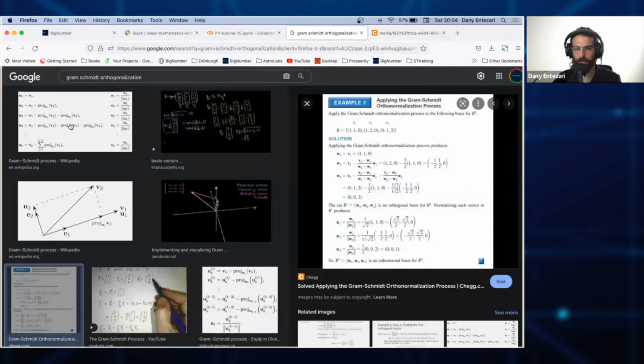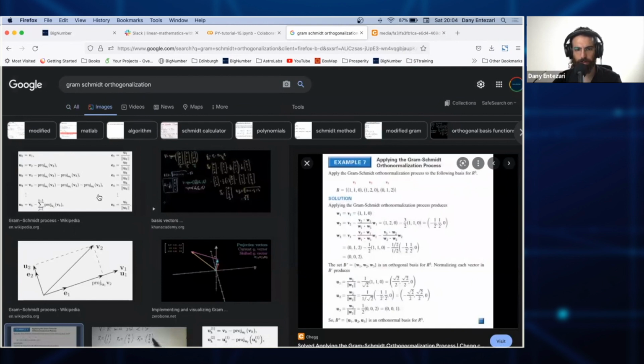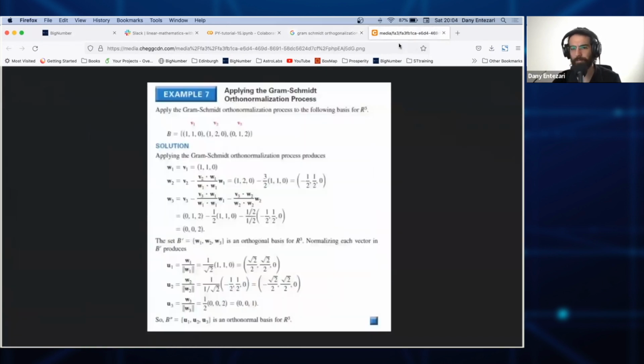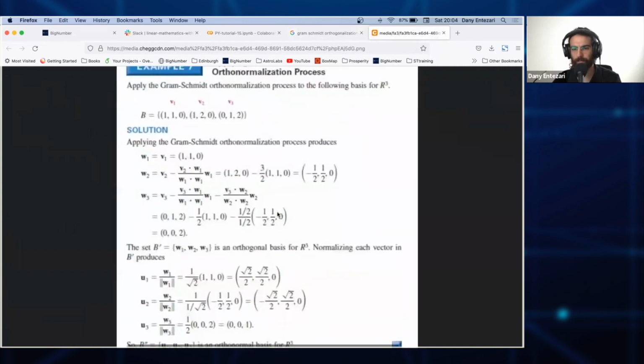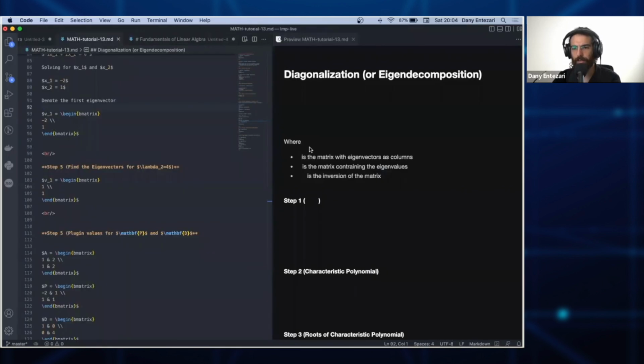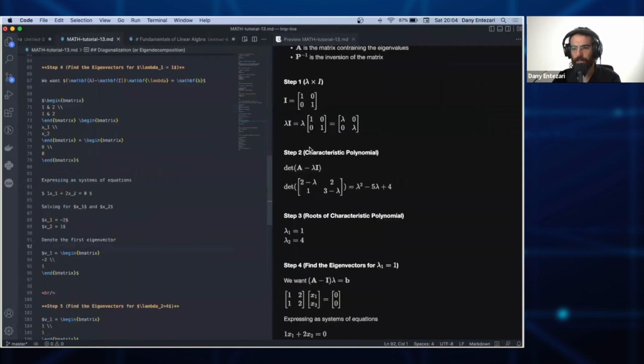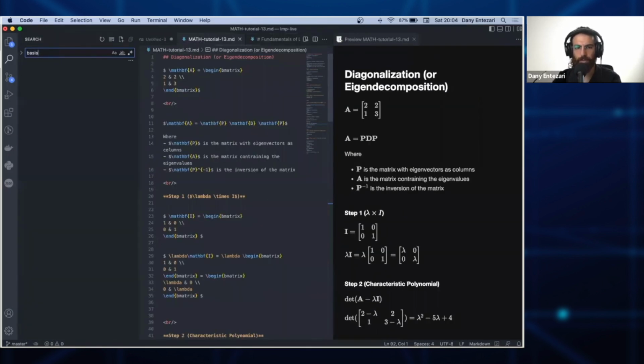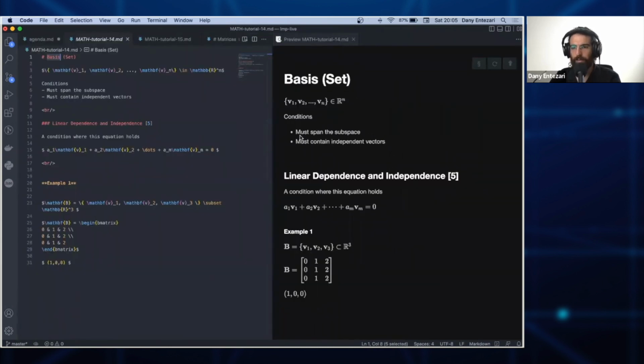If I come here, you will see that in other examples, they use the brackets. Anyway, let's see what's going on in here. Say you have a basis. We say a basis has two conditions. First of all, this is a set. This is the basis. This is a set.